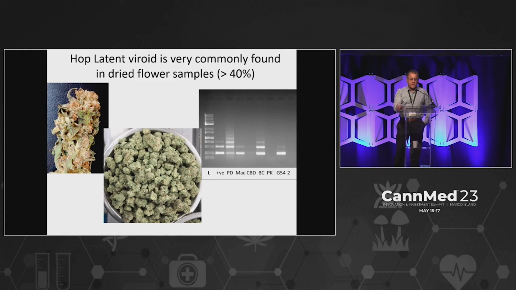In fact, when we analyzed dried hop flowers that are out there in the marketplace, we went to 12 or 15 different dispensaries. 40% of the dried flowers that we collected from dispensaries had Hop Latent Viroid present in them. Now, as I mentioned, this is not a human pathogen, so it's nothing that we need to be concerned about. What you need to be concerned about is the fact that the presence of the viroid in those flowers is going to alter the cannabinoids, the terpenes, and the ratios of those cannabinoids. And that obviously has implications for medicinal use.